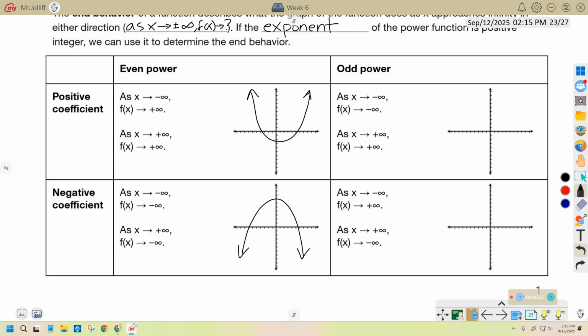We've seen a cubic function, y equals x cubed. That's an odd powered power function. What does our x cubed graph look like? Yeah, it looks like that S. Very good. So I know when it's odd power and positive, it looks like this. When it's odd power and the coefficient is negative, I flip that upside down. Odd power, the endpoints go in opposite directions.